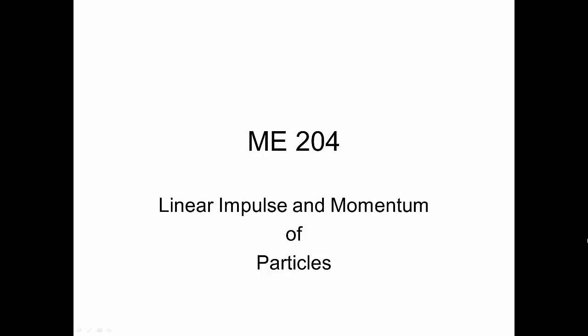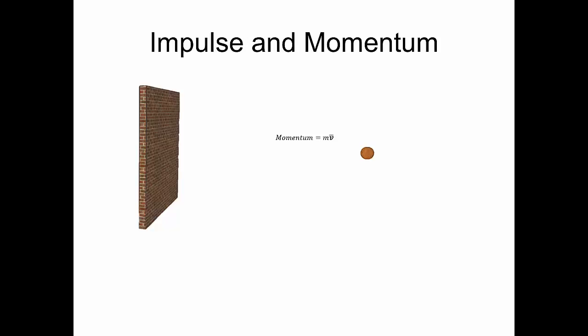ME204, Linear Impulse and Momentum of Particles. A ball that is flying through the air at some velocity has momentum associated with it. When it hits a wall, there's an impulse that occurs that changes the direction and the velocity of the ball.